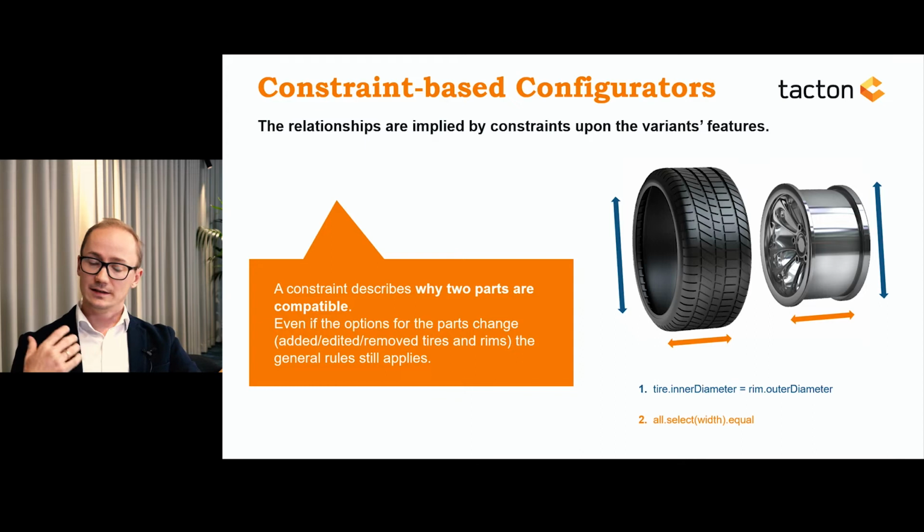We might need additional rules in this. And for instance, here we have set up a way of saying that all the components in this configuration problem that has a feature called width, those widths should match, should have the same value. And that we say with this magical constraint saying all select width equal. So we have two criteria to say that these fit together. The width should be equal and the inner diameter of the tire should match the outer diameter of the rim.